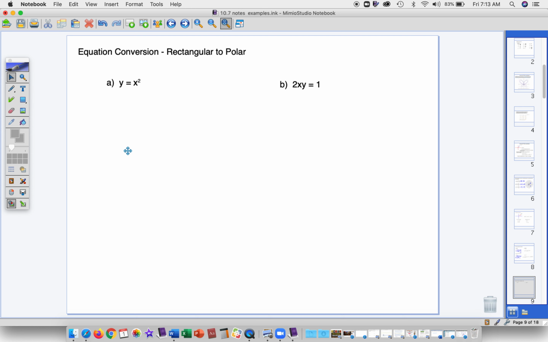The next lesson, we'll pick up on converting equations, which can be lots of fun as well. So I hope you enjoyed this lesson.